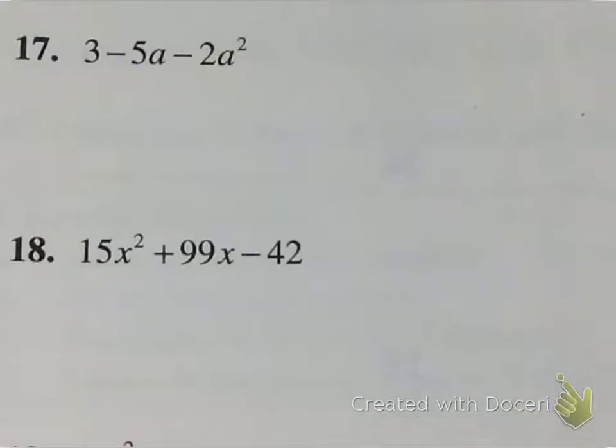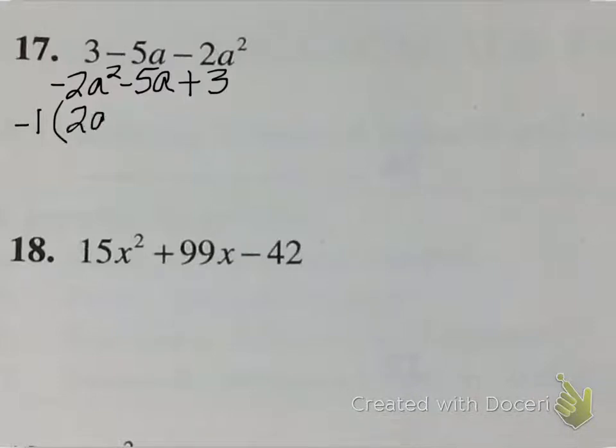Let's just take this top problem. Because it's written in a weird order, I do want to rewrite it first. So I'm going to rewrite it as negative 2a squared minus 5a plus 3. I'm going to factor out my negative 1. That's going to leave me with negative 1 times 2a squared plus 5a minus 3.